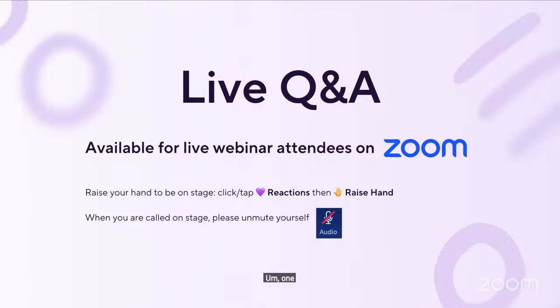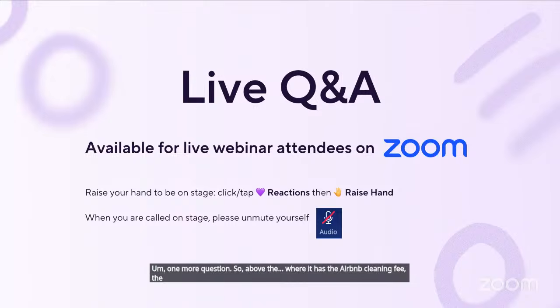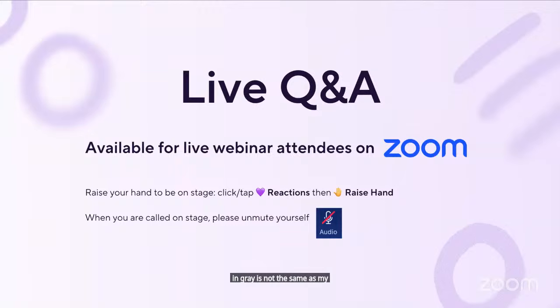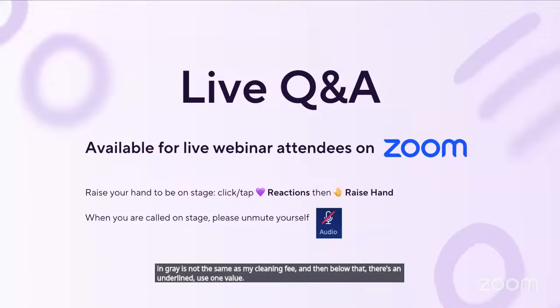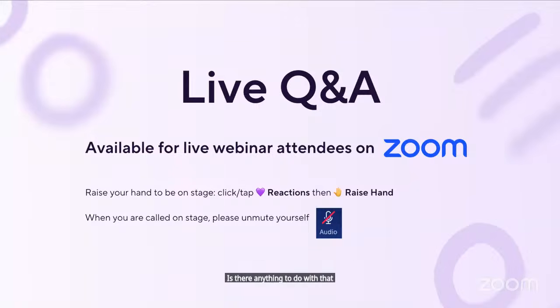One more question. Above where it has the Airbnb cleaning fee and the direct booking cleaning fee, it just has another box for cleaning fee, and the value that's shaded out in gray is not the same as my cleaning fee. And then below that, there's an underlined use one value. Is there anything I might be doing wrong? What do you do with that box?